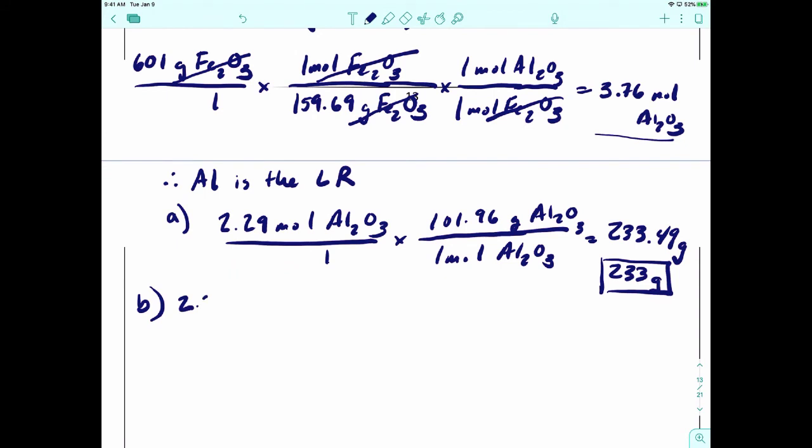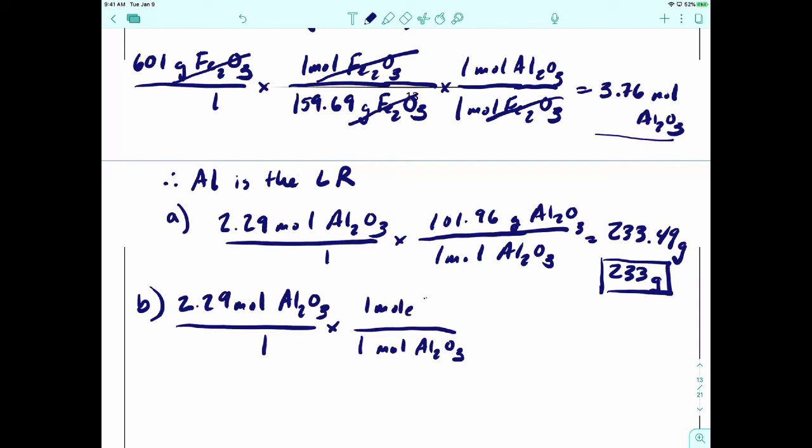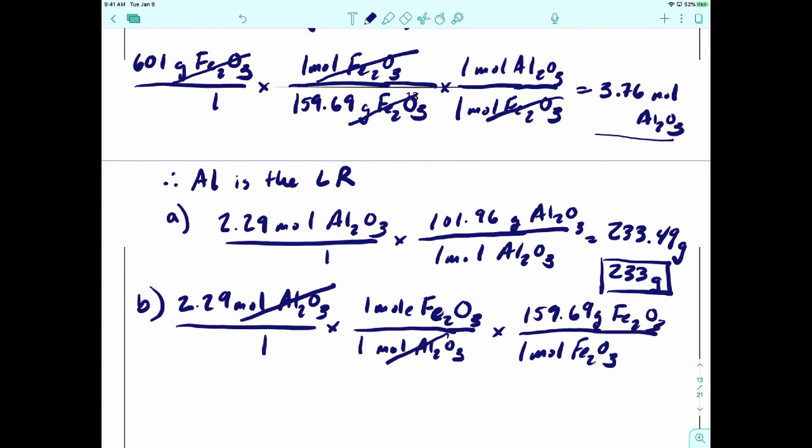We're going to start with the 2.29 moles of Al2O3 because that's our limiting reagent. That's how much product we're supposed to form. What we want to know is how much Fe2O3 we really needed to add. So we're going to convert this from Al2O3 to Fe2O3. That one was a 1-to-1 ratio. So 1 mole of Al2O3 on the bottom, 1 mole of Fe2O3 on the top. That way we're out of the moles of Al2O3 and in moles of iron 3 oxide. We need to convert this from moles to grams, so I'm going to put 1 mole of Fe2O3 in the bottom. On the top, we need to put the molar mass. Again, the molar mass of Fe2O3 was 159.69 grams. That way the units cancel out.